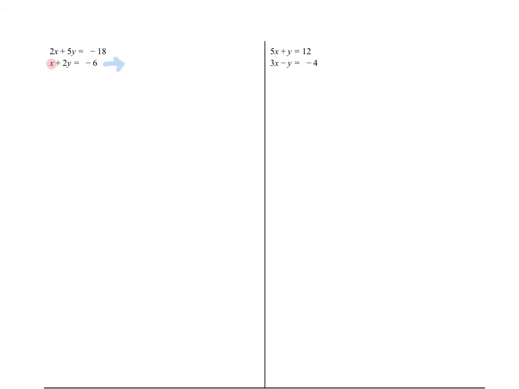I'm going to take the 2y and bring it to the other side. So x equals negative 6 minus 2y. Now, this is what x is equal to. I go to the equation that I haven't touched, which is the one at the top, and then I'm going to do my substitution, or do my swapping.